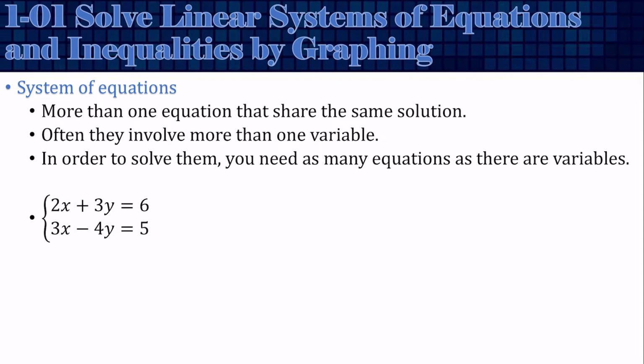Usually they're more than one variable. And in order to solve them, you need as many equations as there are variables. So if you look here at this example system, notice there are two variables. There are x and y. So I have two variables. I need two equations in order to solve it.